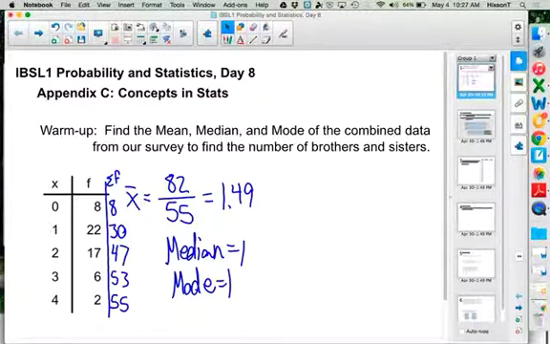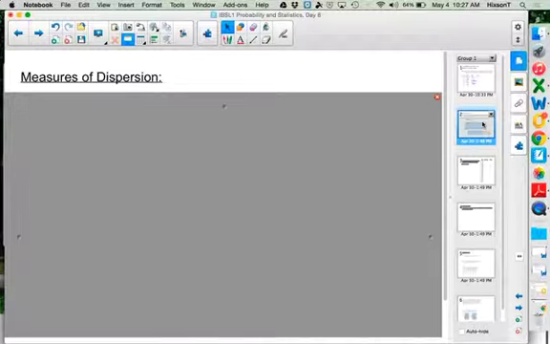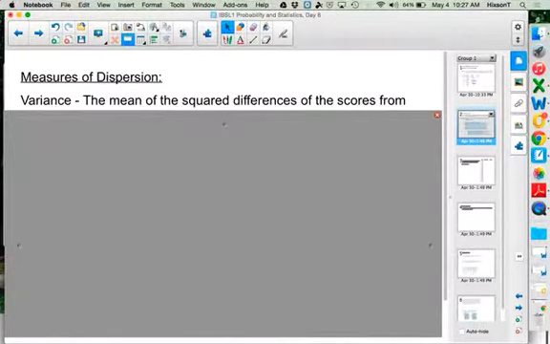Alright. So, that's what we looked at on Thursday. What I want to look at today is the second part of descriptive statistics, and that is, rather than looking at measures of central tendency, or where our data is centered, we're going to look at measures of dispersion. In other words, how is data distributed or spread out?